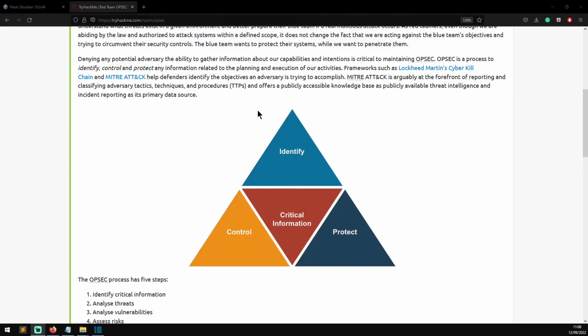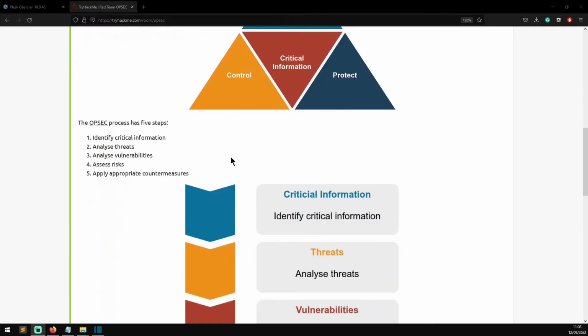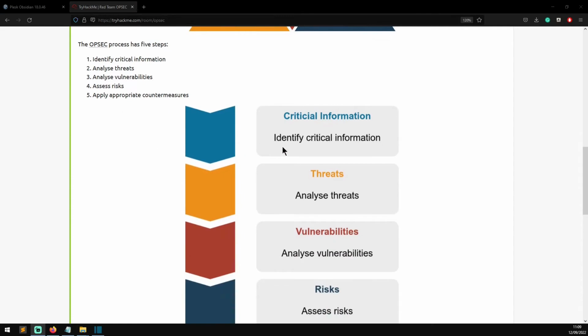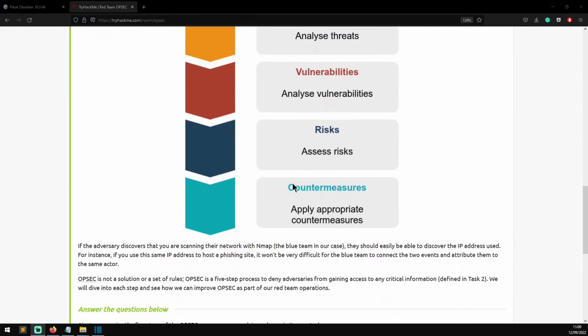You can see there we have a nice diagram, a pyramid, a pyramid is like the strongest structure, isn't it, or something. Identify, control, protect critical information. The OPSEC process has 5 steps: identify critical information, analyze threats, analyze vulnerabilities, assess risks, apply appropriate countermeasures. You can see there: identify critical information, analyze the threats, the vulnerabilities, the risks, countermeasures.